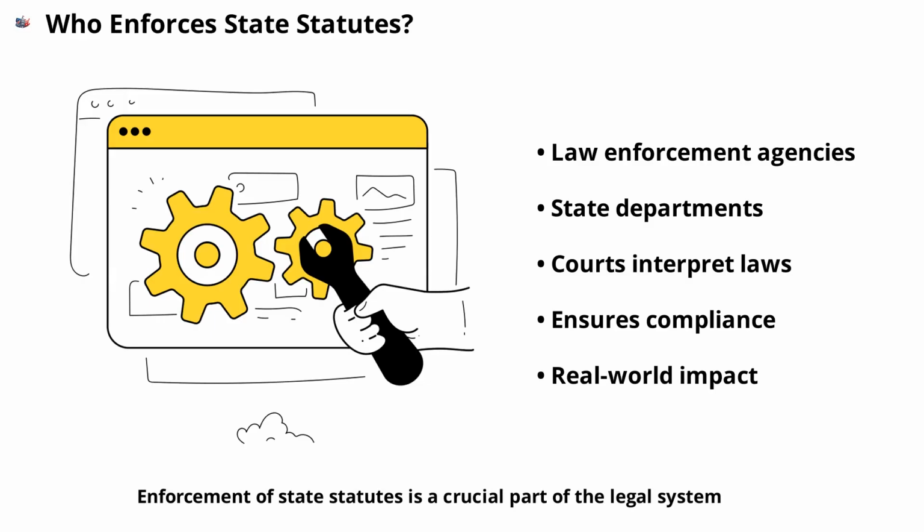Enforcement of state statutes is a crucial part of the legal system. Various state agencies and officials are responsible for making sure these laws are followed. For criminal statutes, law enforcement agencies such as state police, county sheriffs, and local police departments play a primary role. For civil statutes, agencies like state departments of health, education, or labor may be tasked with enforcement. Courts also play a significant role by interpreting statutes and resolving disputes. Ultimately, enforcement ensures that the laws passed by the legislature have real-world impact.